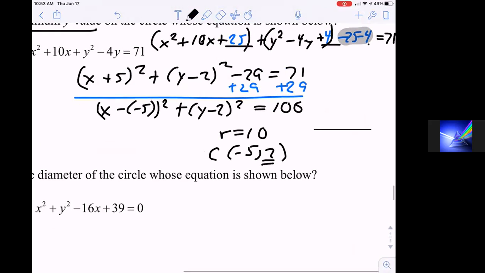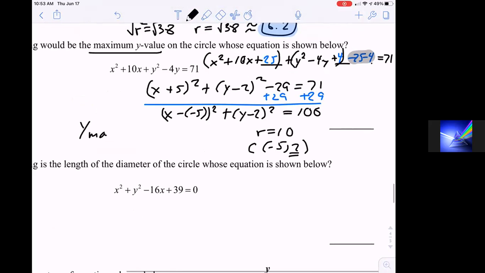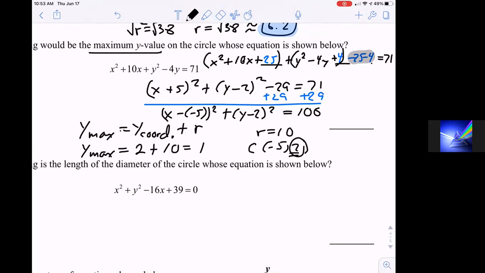So the y coordinate is 2. Your y maximum is just simply going to be whatever your y coordinate is plus the radius. So your y coordinate is 2 plus your radius was 10. So the maximum y value that the circle will get to has to be 12.